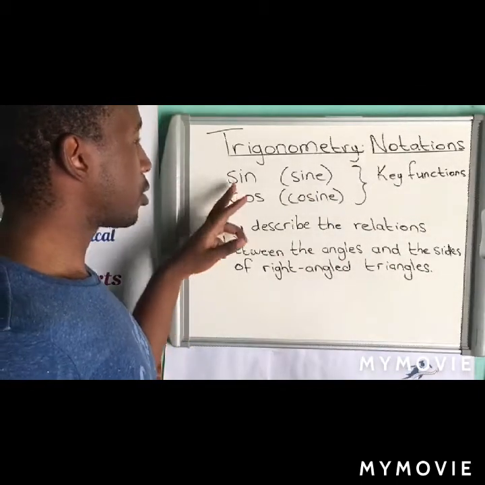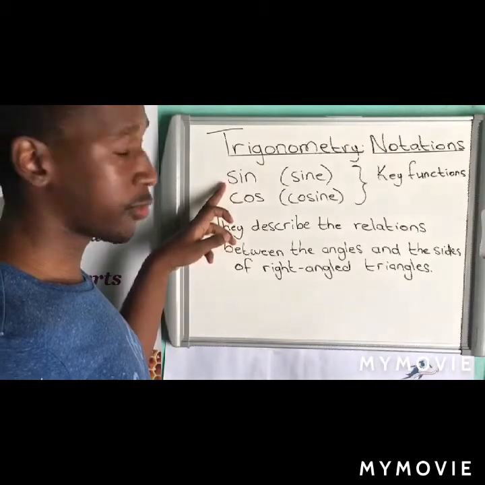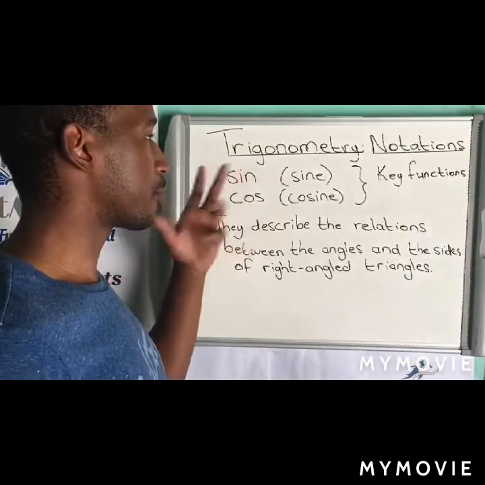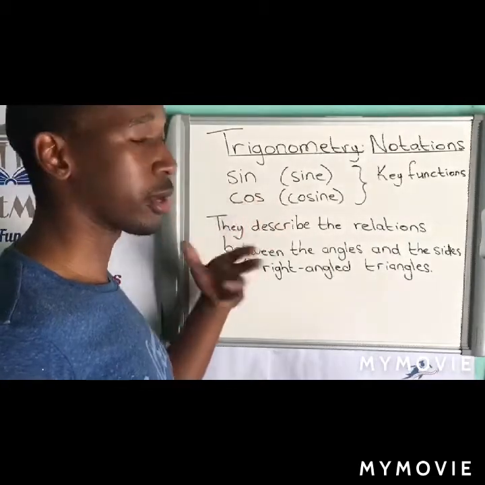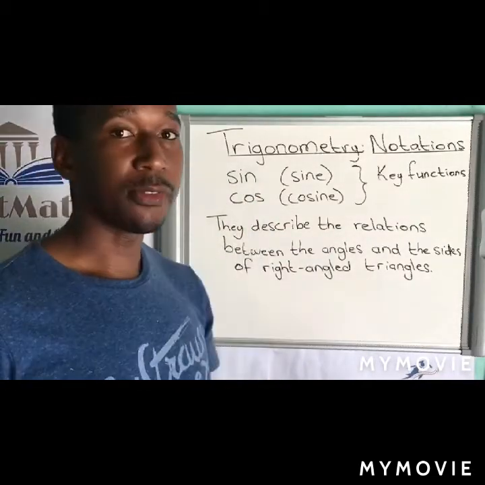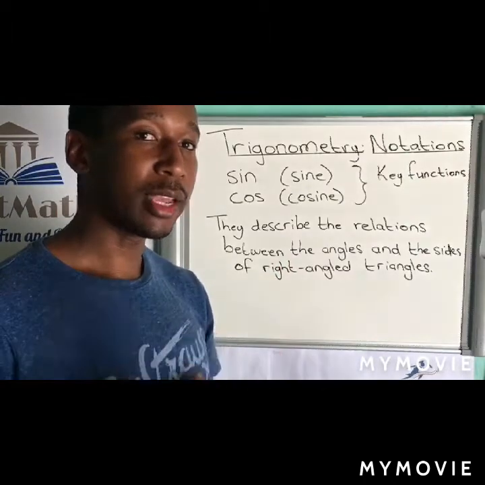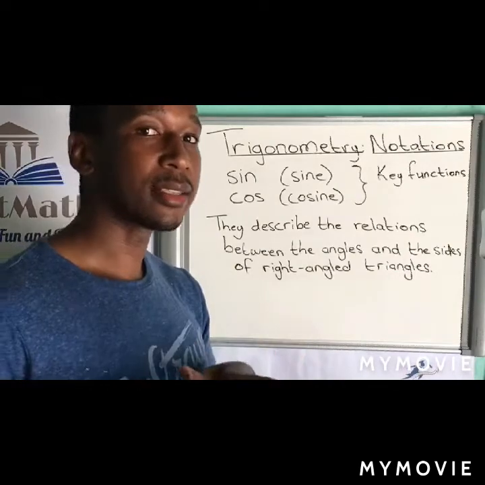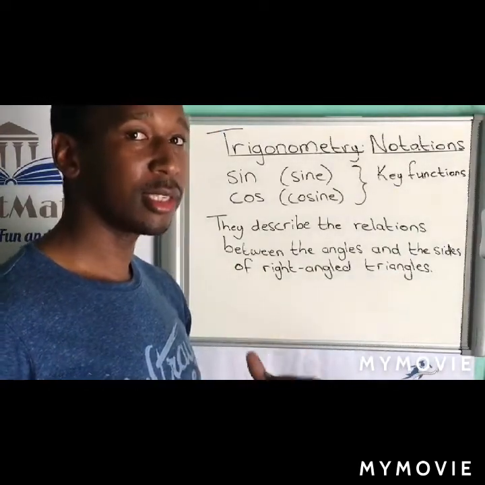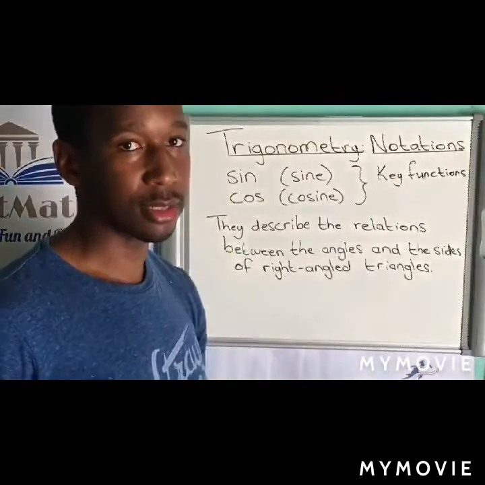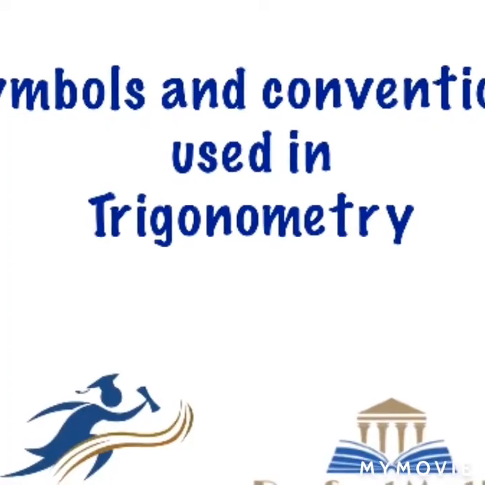Now, we are going to usually see them in this format here, sine, cosine. So don't be surprised why I write this and pronounce it sine, and why I write this and pronounce it cosine. Now, these two here are actually what we call functions. They describe the relation between the angles and the sides of right-angled triangles. So they are a relation defining how sides are related to the angles of a right-angled triangle.